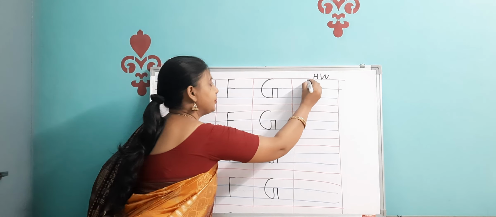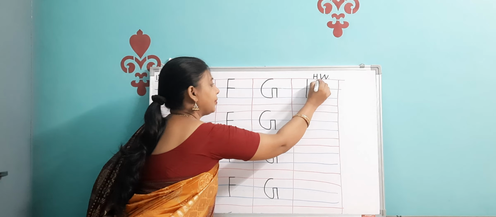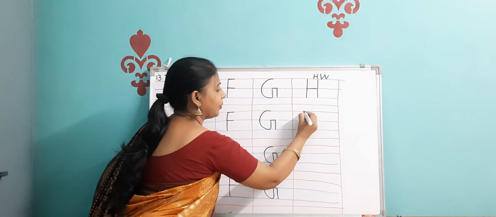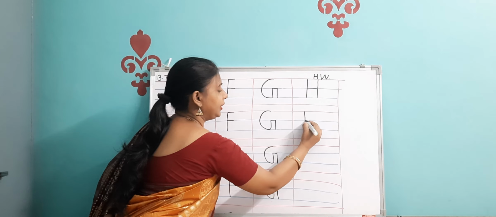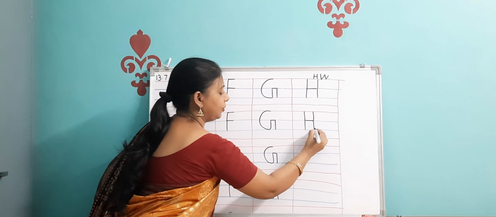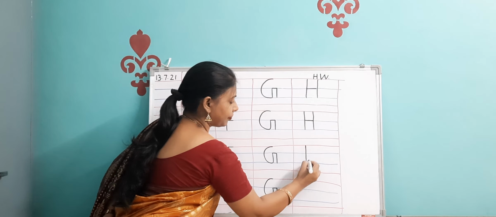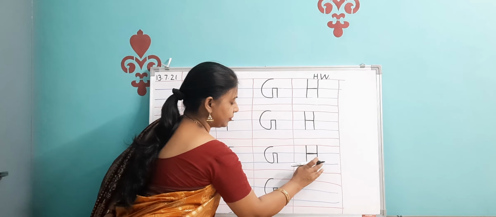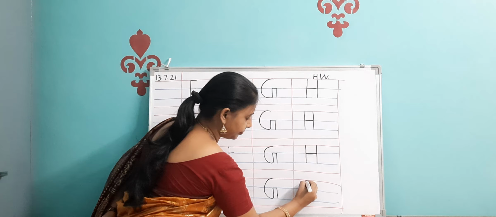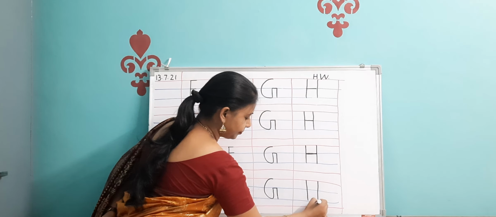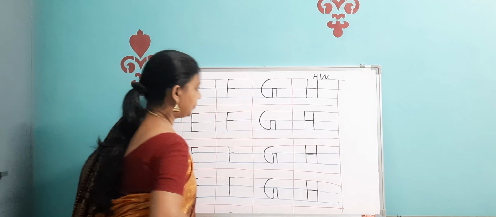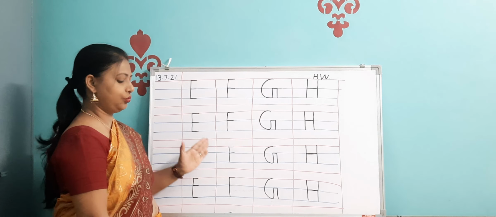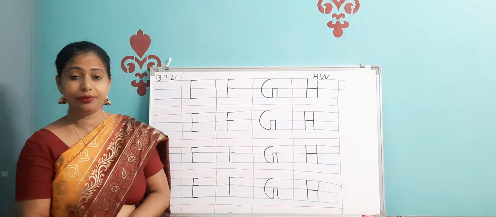Okay, now after G comes H. Standing line, two standing lines, and a sleeping line like this. Okay. Your alphabet should be within the lines. It should not come out of the line. Okay, remember that. Very neatly you are going to do this. So children, this is E, F, G and H. This is how you are going to do this work very neatly as I have shown in my copy.